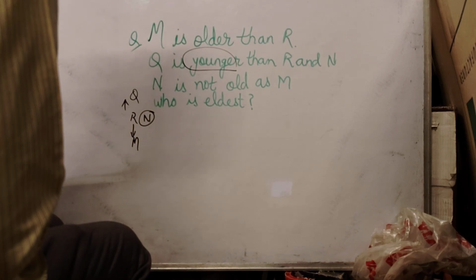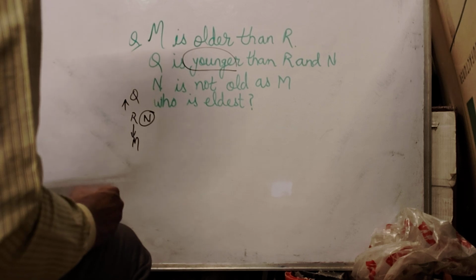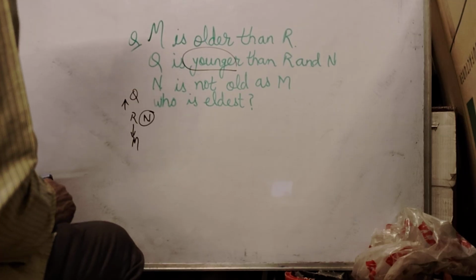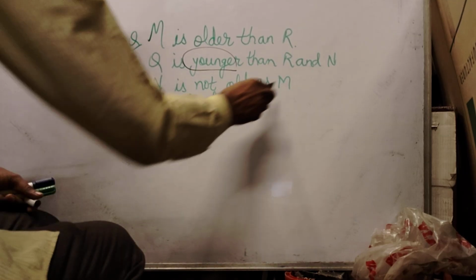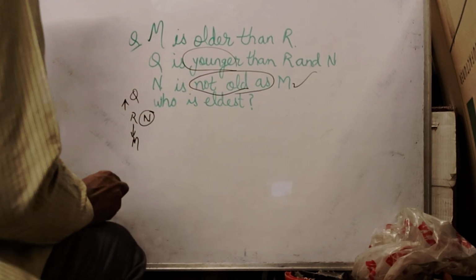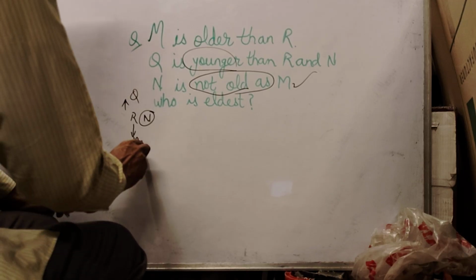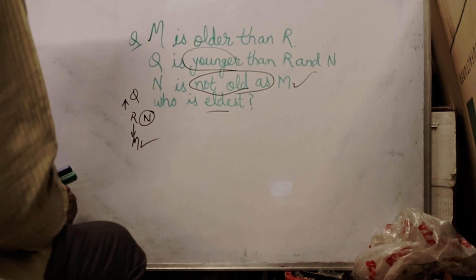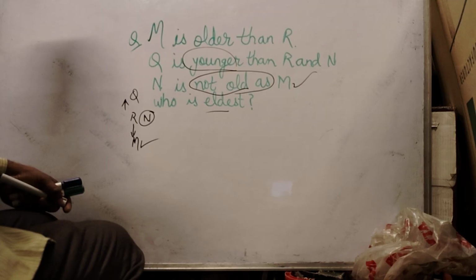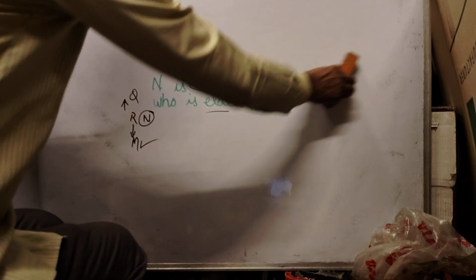Why is M the eldest? Because it says N is not as old as M. Okay, this line is the main trick. This line says N is not as old as M, so it means N is younger than M. Yes, correct. So M is the eldest one. Otherwise, the fourth statement, data inadequate, may create some confusion if this statement is not understood. So M is correct, option A.